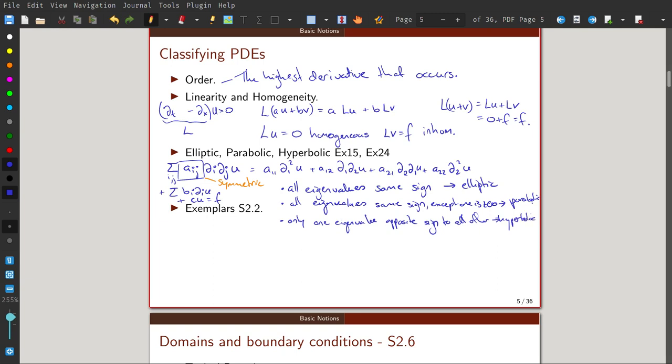So if you only have two variables, there are only two eigenvalues. So the entire possibilities are: the eigenvalues have the same sign, some of the eigenvalues are 0, or the eigenvalues have opposite signs. But in higher dimensions, there are other possibilities. However, these are the three main cases. And that's because we mostly study partial differential equations coming from physics.